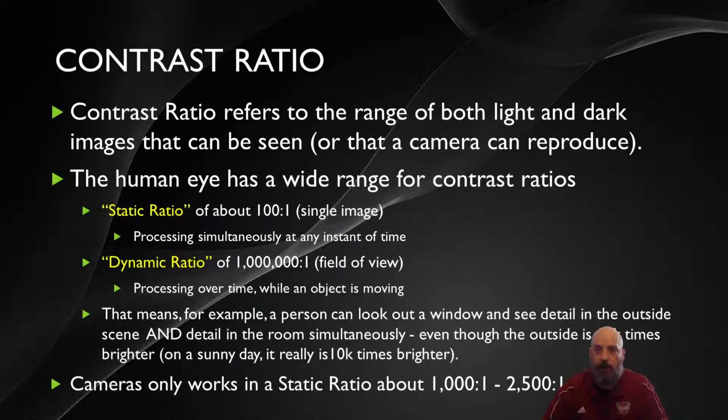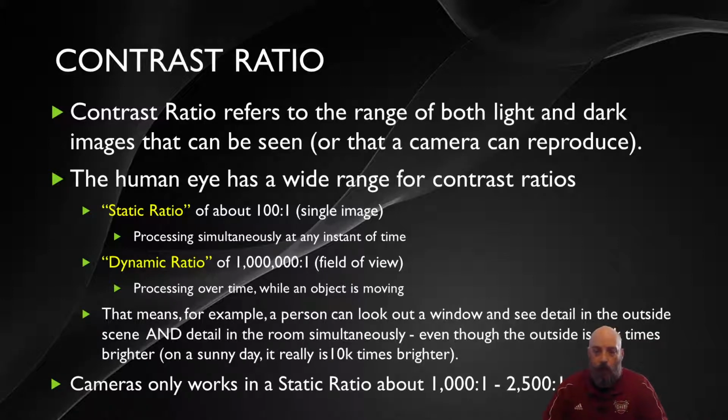The first one is known as a static ratio, and this has a very narrow field of about 100:1 between light and dark. And so what you're doing is, when you look at something, your eye is looking at a specific pinpoint, and then your eye moves a little bit, and then it moves a little bit, and it's picking up all these different pinpoints to build an image. So all this is kind of processing simultaneously at the same time.